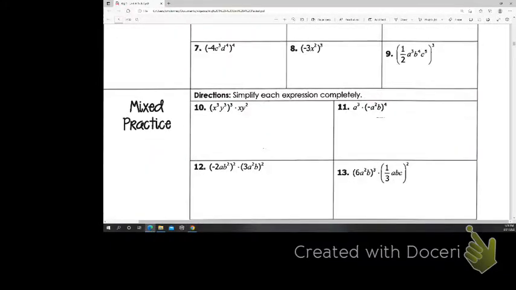All right, so number 7, negative 4 to the 4th power. 4 is an even number, so I know I'm going to get a positive number. 4 to the 4th power, 256. Then C, 3 times 4. D, 4 times 4.